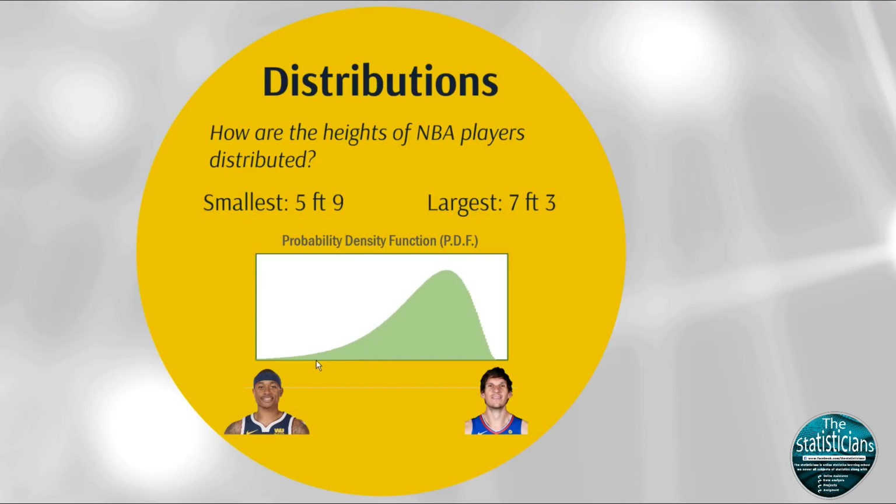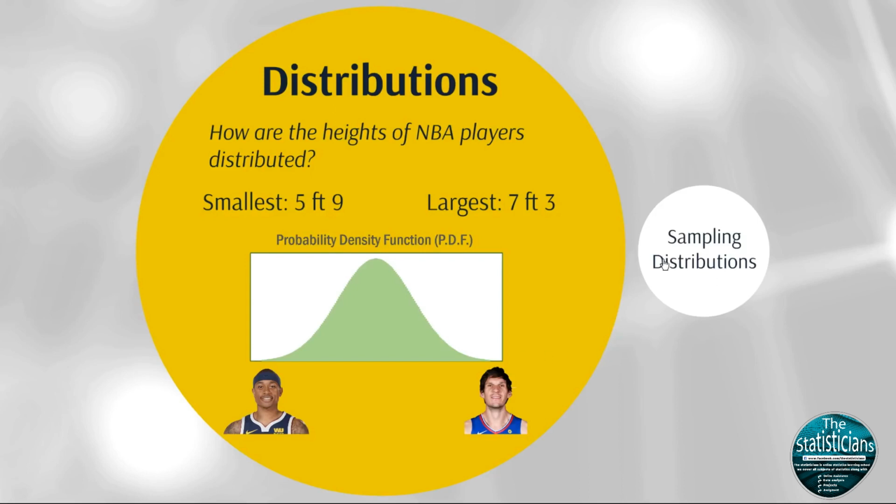Or something like this, which is a skewed distribution. Let's just say that there's a larger predominance of players up towards the 7-foot mark, and it gets a lot more scarce down towards these smaller players. And this particular type of skew is actually called left skew because the tail points in the left direction. You can guess what right skew might look like.